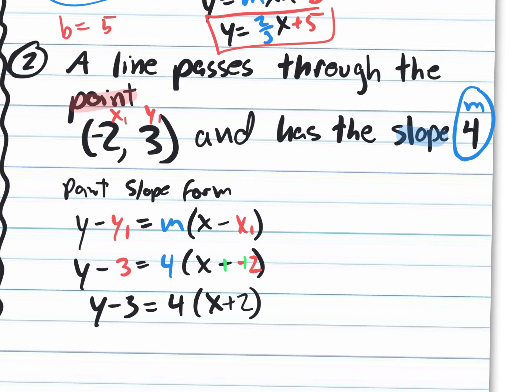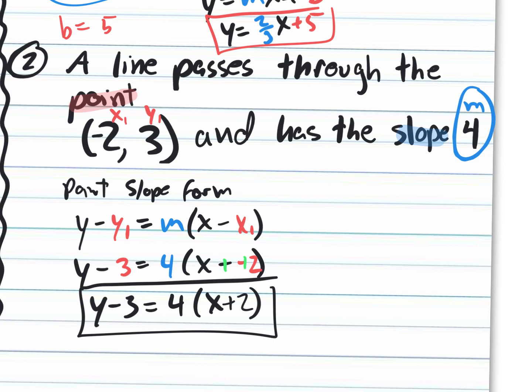Now, even if they would have said, here's your information, the line passes through this point and that slope, and if they said write it in standard form, I would still do exactly what I did here, and then I would worry about changing this to standard form or changing this to slope-intercept form. But they didn't say any specific form. They just said write an equation. There it is. There's your equation.